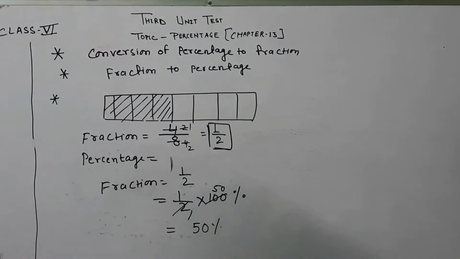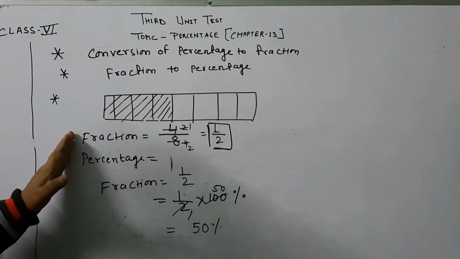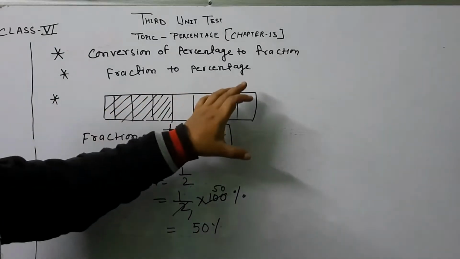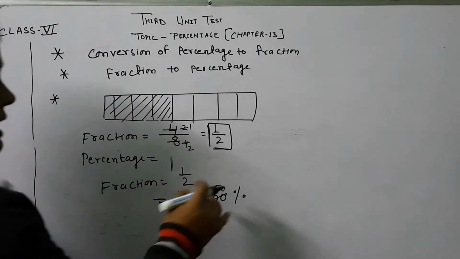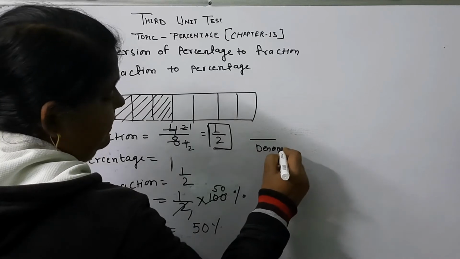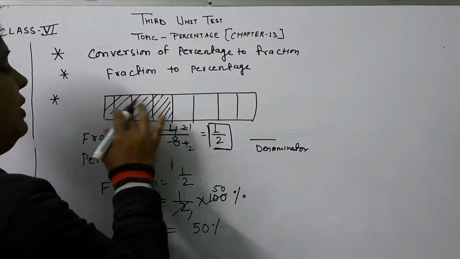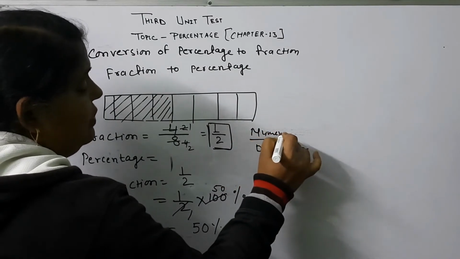Means if a figure is given and you have to write the fraction, at that time you have to count all the boxes. How many boxes are there? Write that in the bottom as the denominator. And how many are shaded there? You have to write that on top as the numerator.